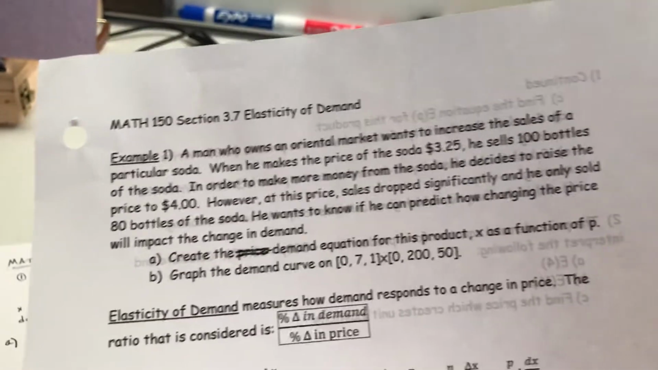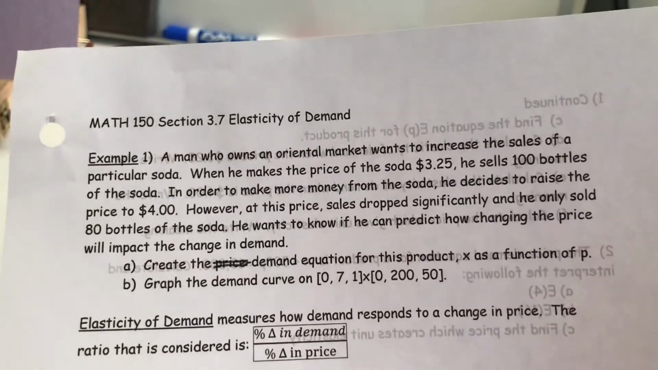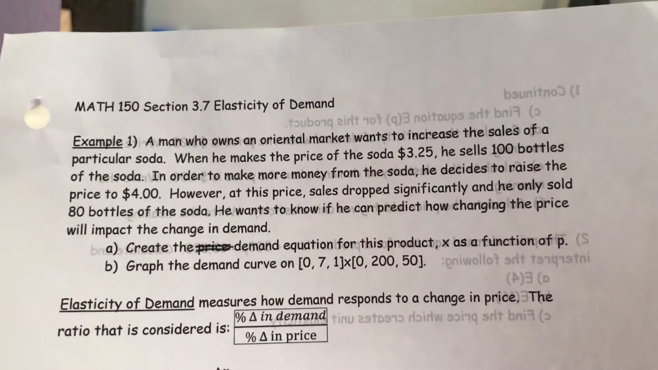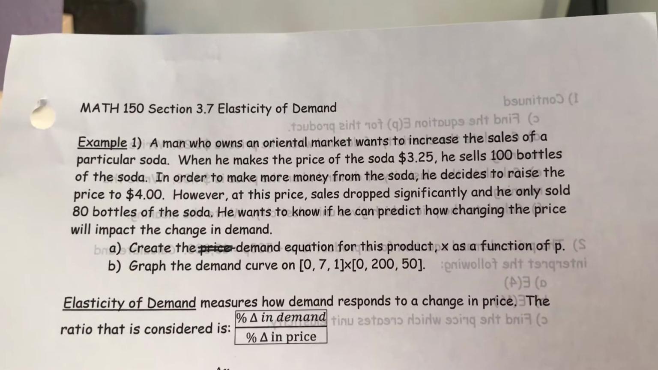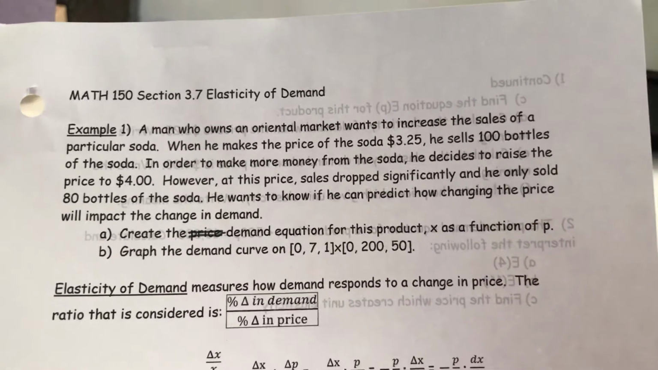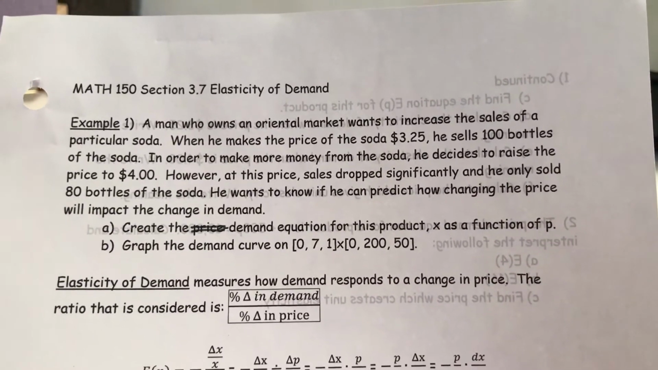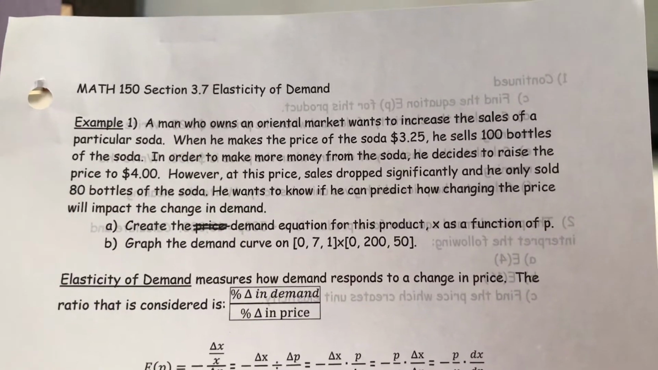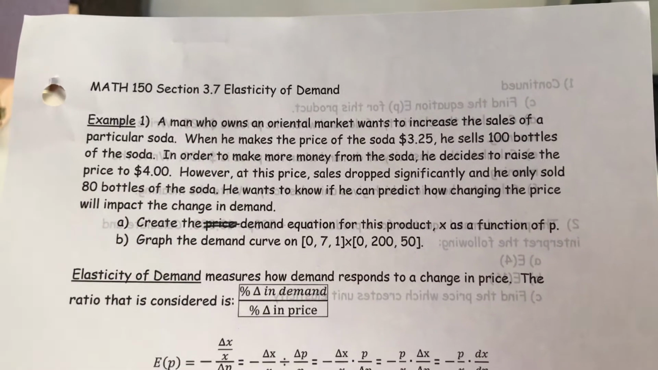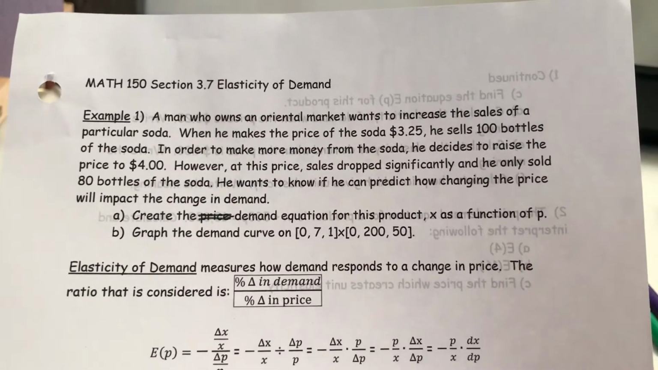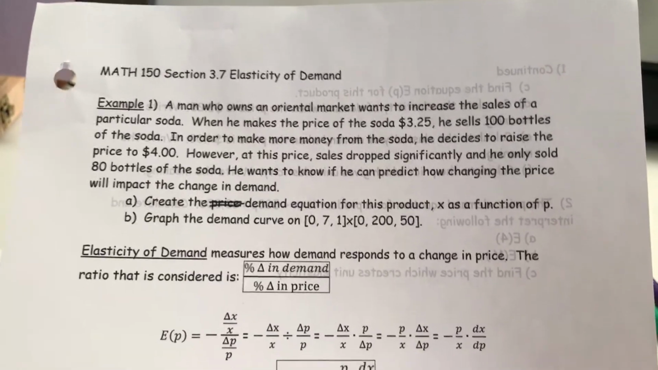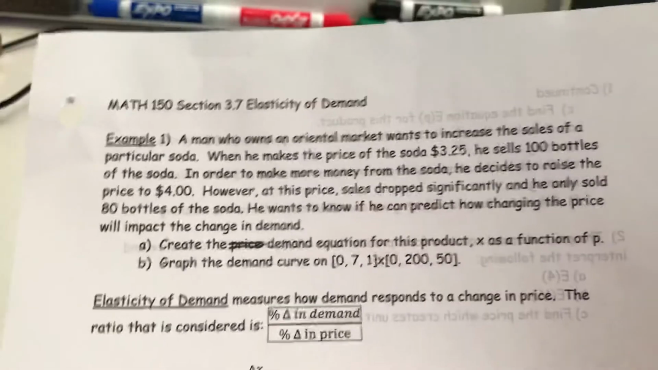And we're going to do example 1. A man owns an Oriental market, wants to increase the sales of a particular soda. When he makes the price of the soda $3.25, he sells 100 bottles of the soda. In order to make more money from the soda, he decides to raise the price to $4. However, at this price, sales drop significantly, and he only sold 80 bottles of the soda. He wants to know if he can predict how changing the price will impact the change in demand. And it turns out that can be measured.